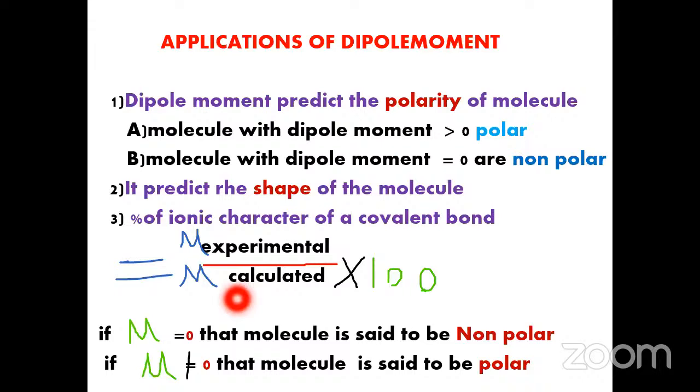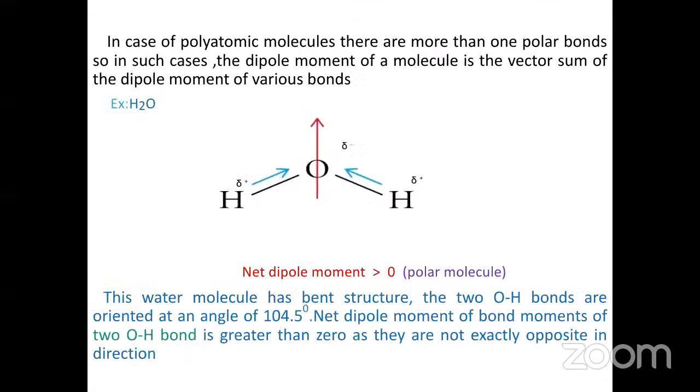If the molecule's mu value is not equal to 0, that means it is greater than 0, then the molecule is said to be polar. For example, in the case of polyatomic molecules, there is more than one polar bond. In such cases, the dipole moment of a molecule is the vector sum of the dipole moments of the various bonds. For example, the water molecule has two polar bonds. In this type of case, the dipole moment of the molecule is equal to the vector sum of the dipole moments of these two bonds.